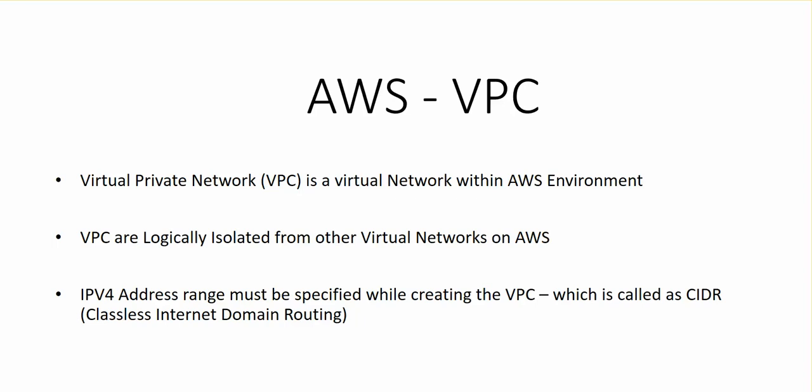So VPC is a virtual network within the AWS environment, and the VPC is associated to a region, and one region can have multiple VPCs. We can have a VPC for the development environment, a VPC for staging, a VPC for SIT and UAT. Each VPC is isolated from the others. Though the VPCs are within the same region, the instances within those VPCs cannot talk to each other because they are isolated. While creating a VPC, we have to specify the IPv4 address range, which is called CIDR, which stands for Classless Inter-Domain Routing.